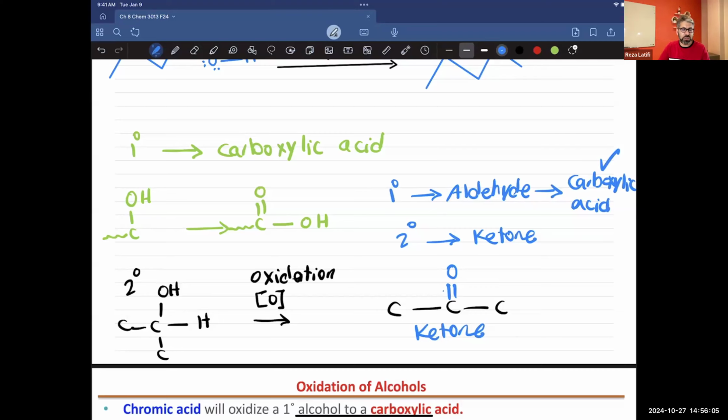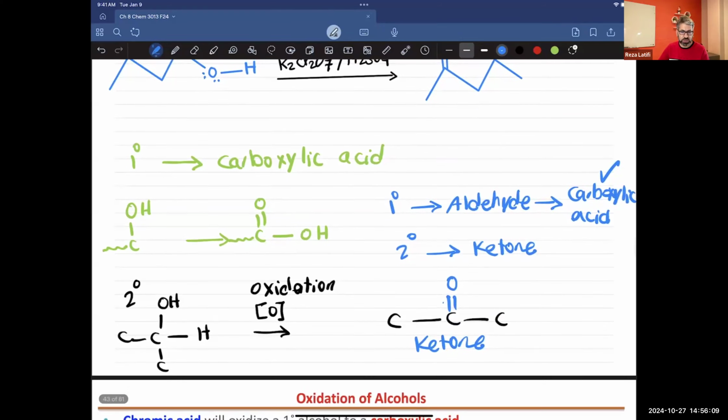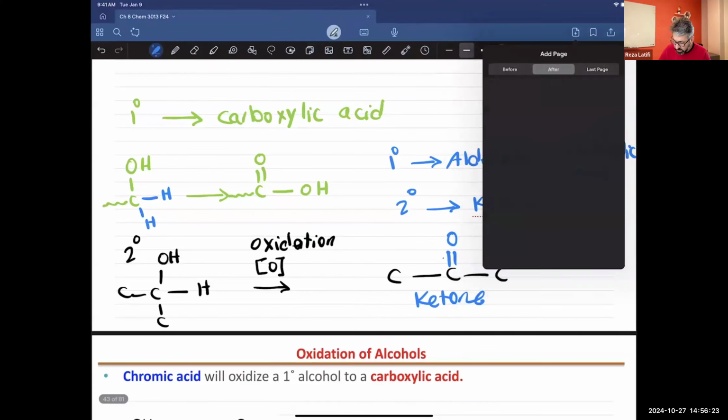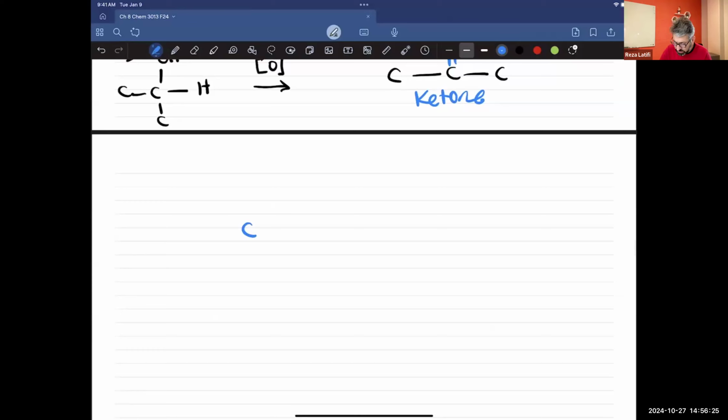And now, how about the tertiary alcohol? Tertiary alcohol will not go through any chemical reaction. And what's the reason behind it? If you look at the primary alcohol, it has two hydrogens attached to that carbon. While this is going to be the tertiary alcohol, it has a carbon that attaches three carbons, and then you will have OH there.